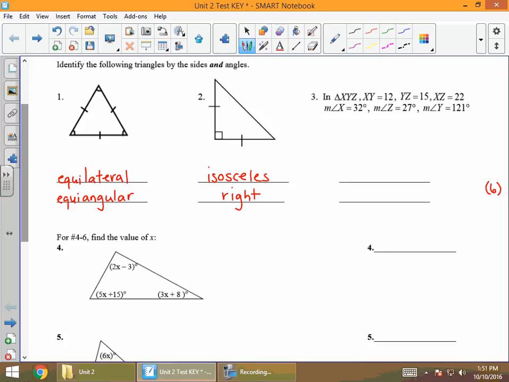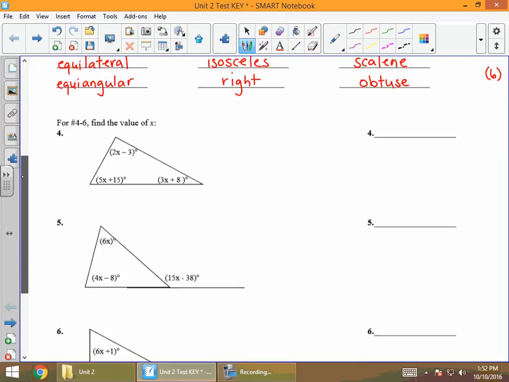And number 3, let's name it by its sides. So I look at the sides. The side lengths are 12, 15, and 22. All 3 are different. So we call that scalene. And then as I look at the angles, I see 32, which is acute, 27, which is acute, and 121, which is obtuse. That is an obtuse scalene triangle. So that question number 1, worth 6 total points.